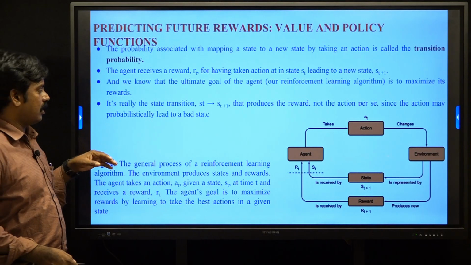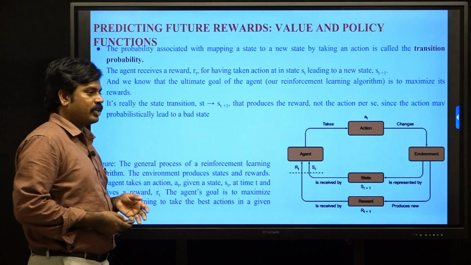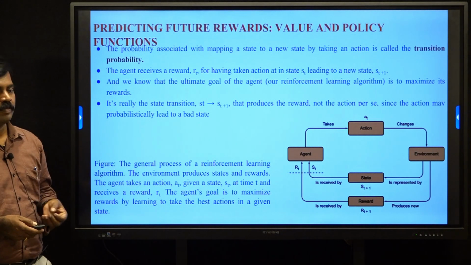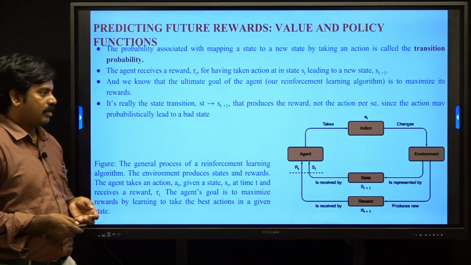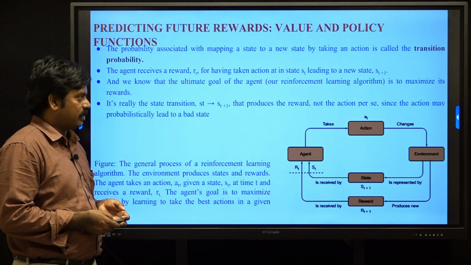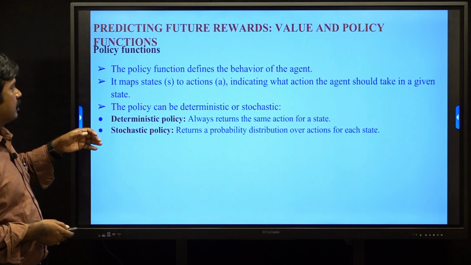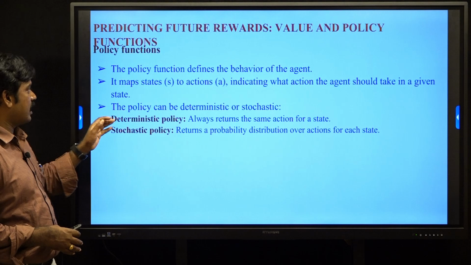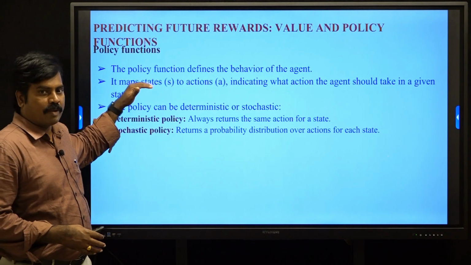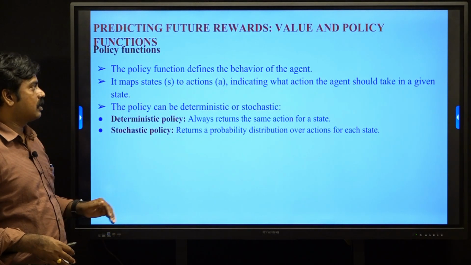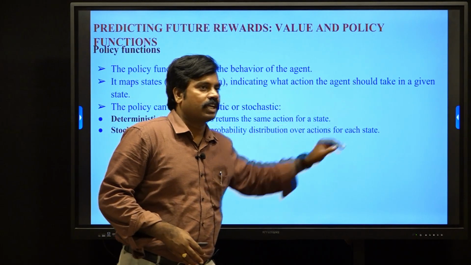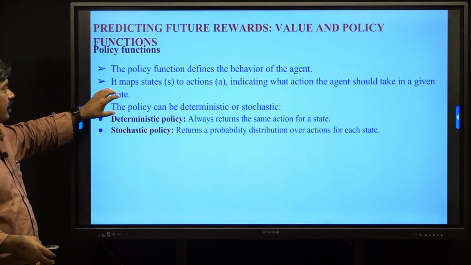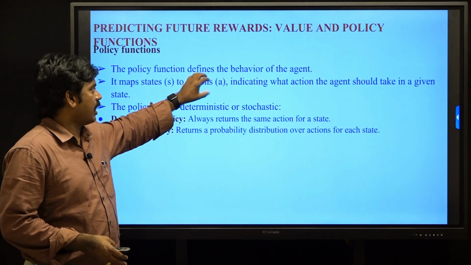In a reinforcement learning algorithm, the agent must predict the best rewards to get the best cumulative rewards. In order to get the best rewards, we use different functions to predict the future rewards. One of these functions is the policy function. The policy function is the mapping function or strategy for states and actions. It maps states to actions, indicating what action the agent should take in a given state to get the best rewards.